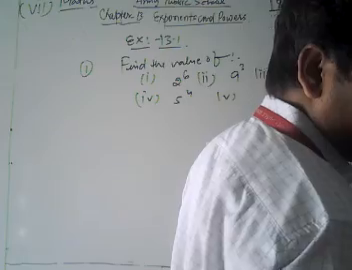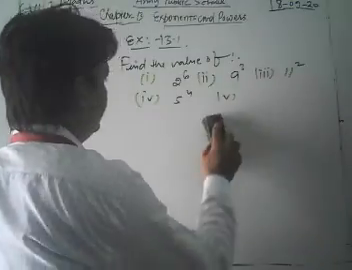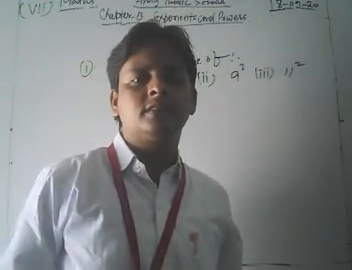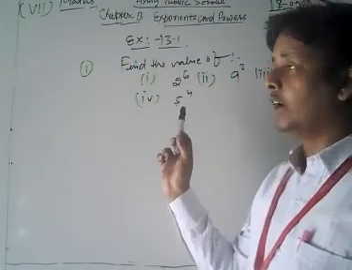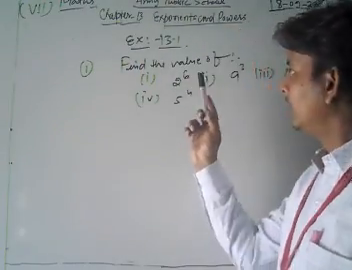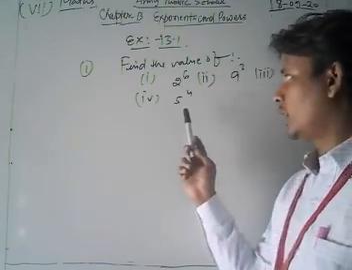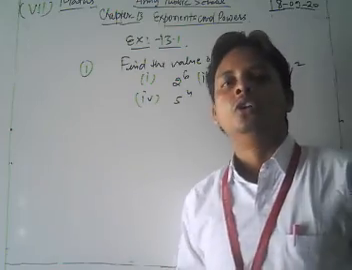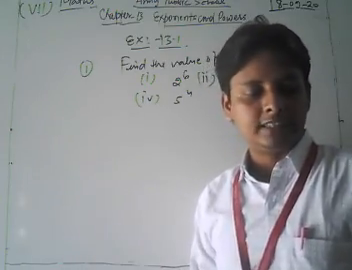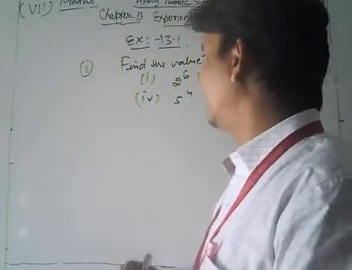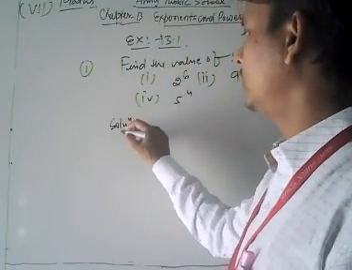We have only 4 parts of this question. Now, dear friends, this is the question: find the value of 2 to the power 6, 9 to the power 3, 11 square and 5 to the power 4. Now we find the values of these. In this type of question, first we solve the first part of this question.